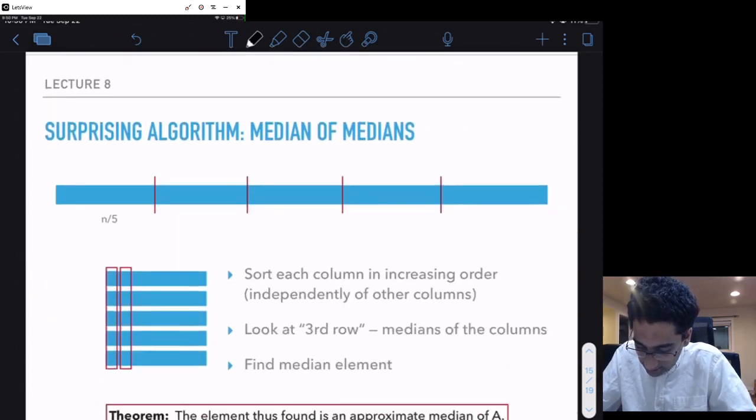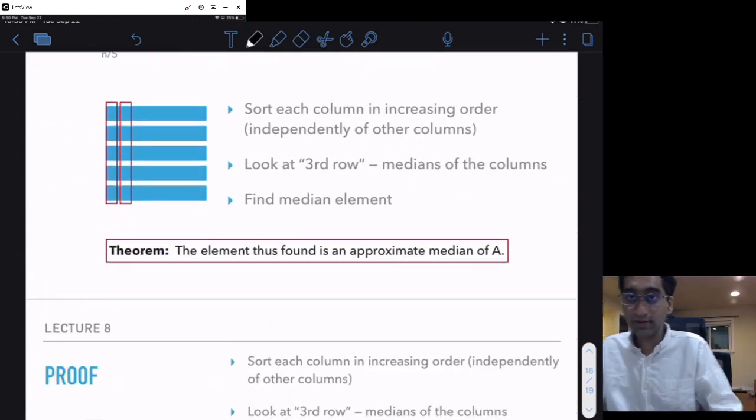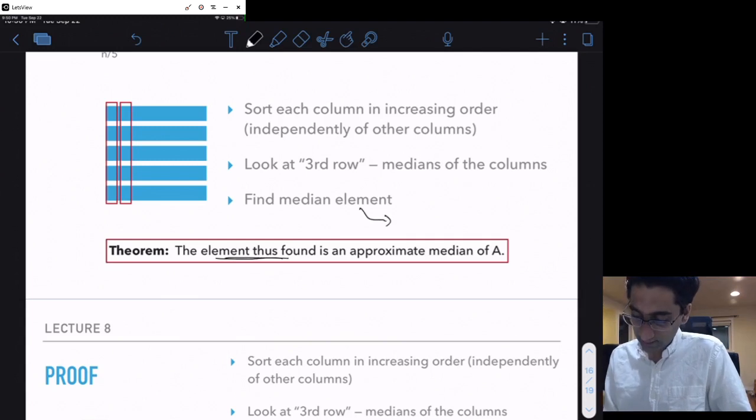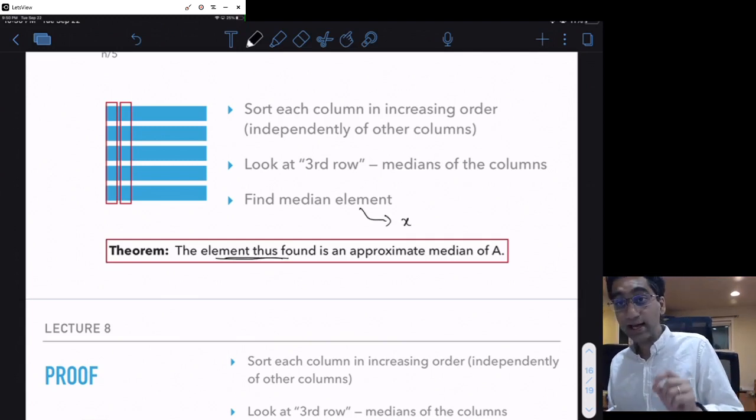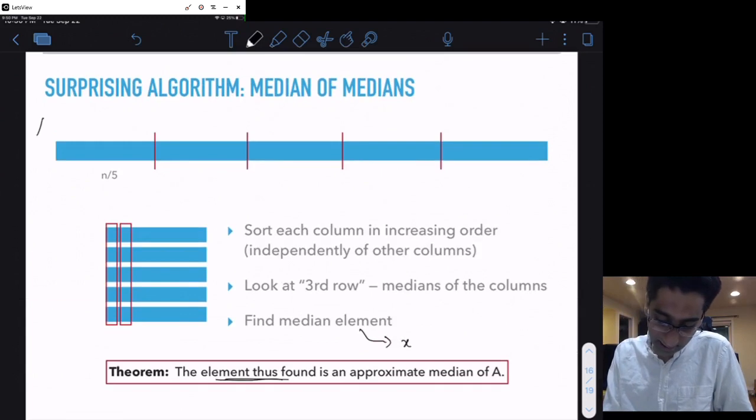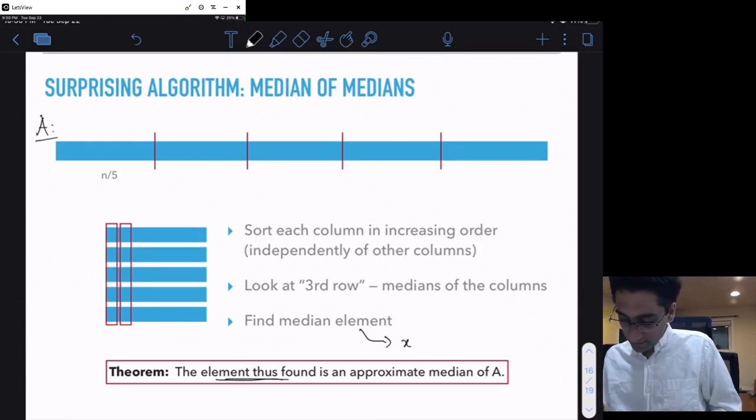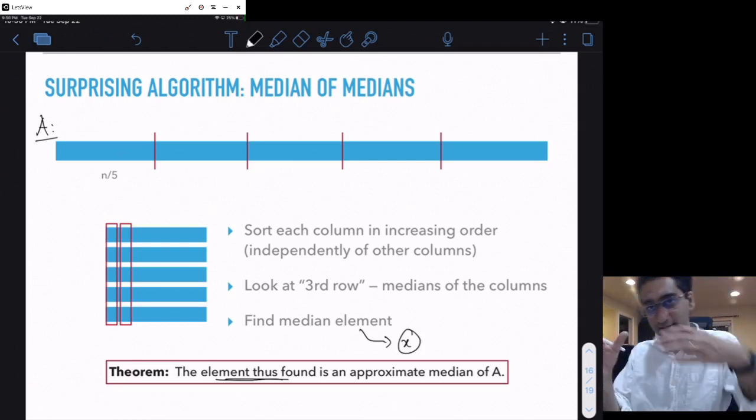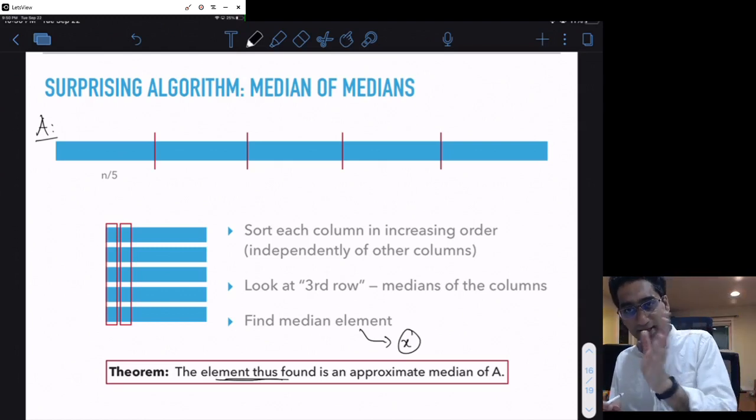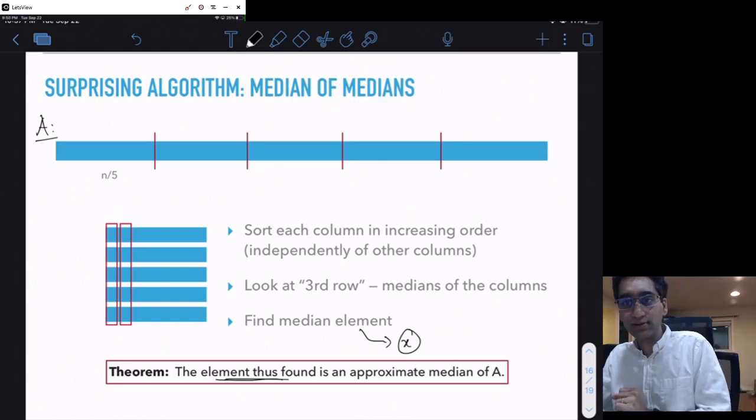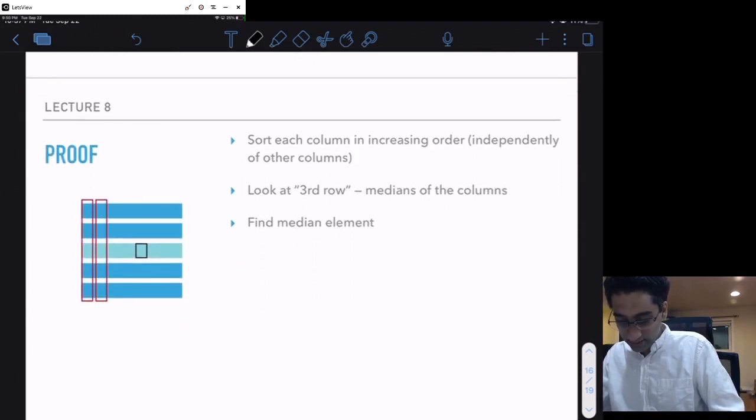Now the claim, the main theorem that these guys observed, is that the element that you found using this process, the final output, let's call this x, is actually an approximate median for the entire array A. So if I were to look at the original array A, the element that I found like this is actually an approximate median of this. It should strike you as a bit surprising, because you're doing this weird reorganization of this array, then looking at these middle elements in each column, at the array formed by that, and taking the median of that. So that's what you're doing. But the proof is actually very simple.